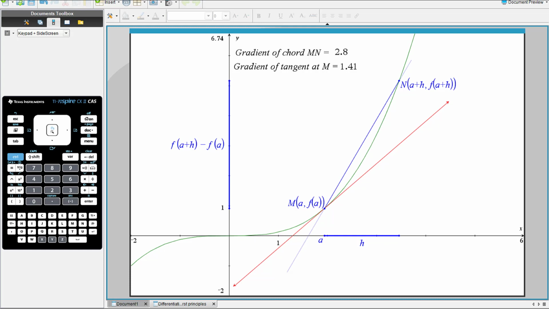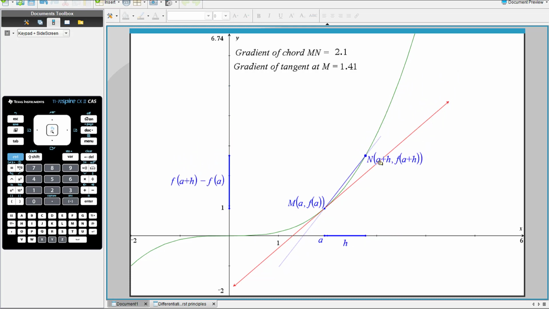So what we want to think about is how we can get the gradient of the blue line to be equal to the gradient of the red line. Obviously, we're going to be able to improve our estimate. The blue line's currently not a very good estimate for the gradient of the red line, but if we move in closer to M, it becomes a better and better estimate. And we saw that in the previous exercise when we were looking at rates of change.